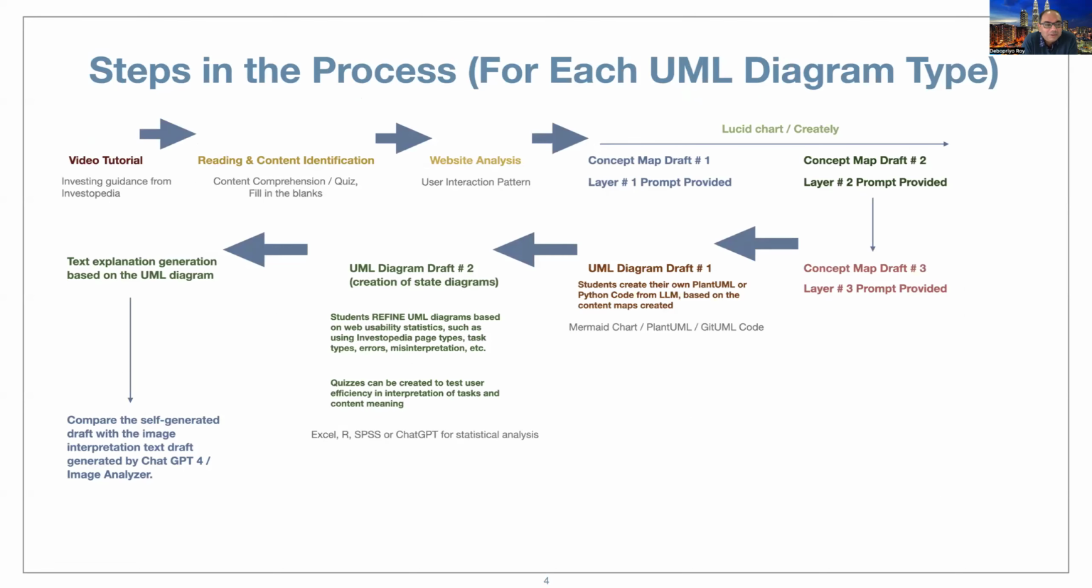All right. So in terms of the process, when you're in a classroom, how do you teach something like this? And how do you use UML diagramming to better understand things like this? So you can teach students with a video tutorial, where they watch a video that guides them in a platform such as Investopedia. And then you take them to a reading and content identification. You give them a reading, you give them a quiz, and ensure that they really understood the video tutorial, the steps that were taken broadly.